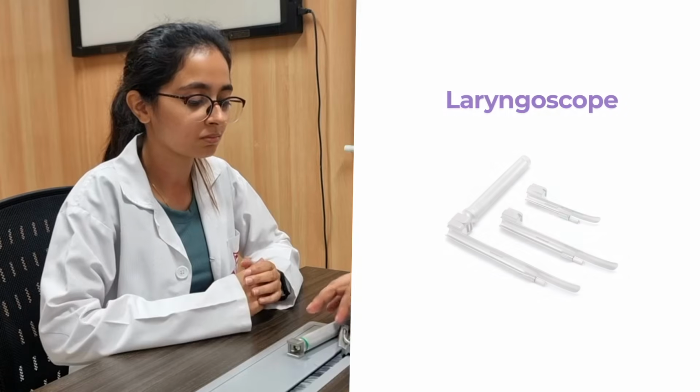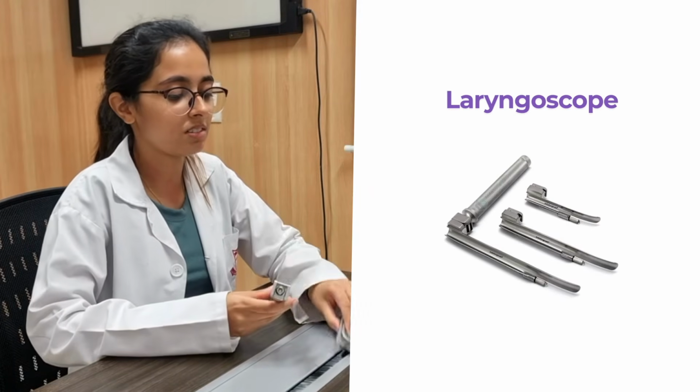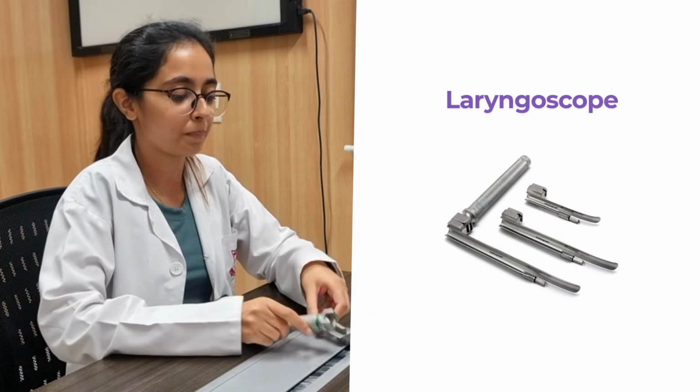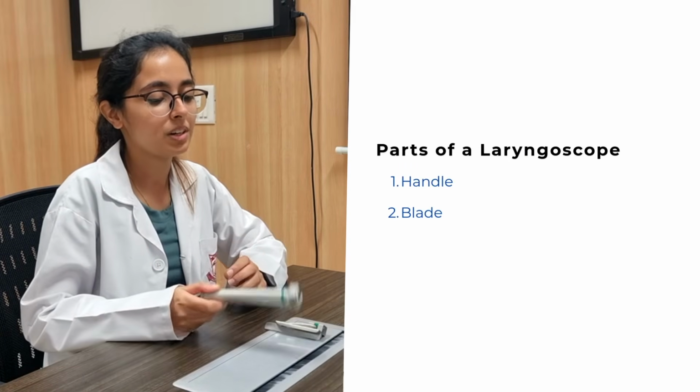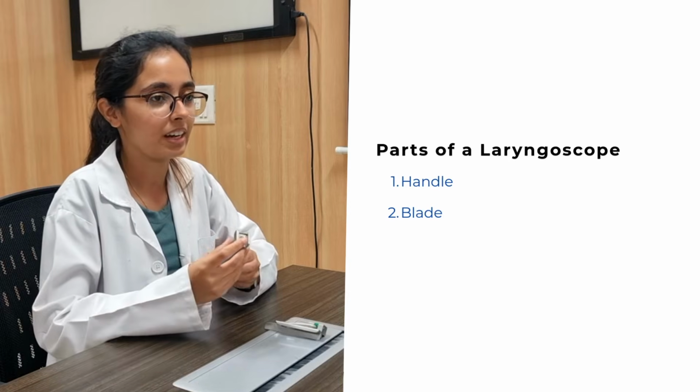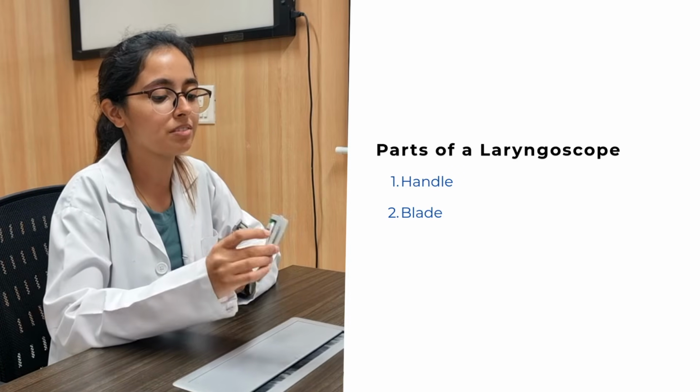Identify this. So this is a laryngoscope with a blade. Okay. What are the components and how do you assemble it? So it mainly has two parts. This is the handle with a light source and this is the blade with a fiber optic channel.